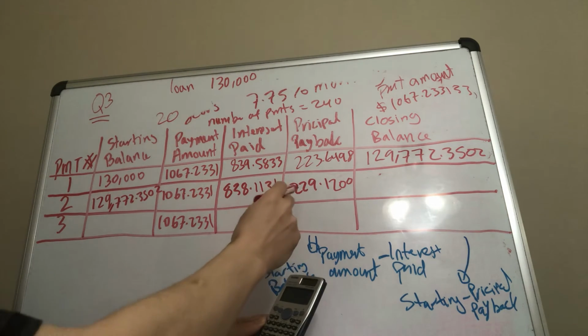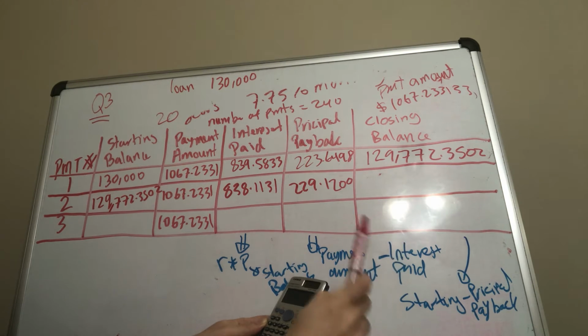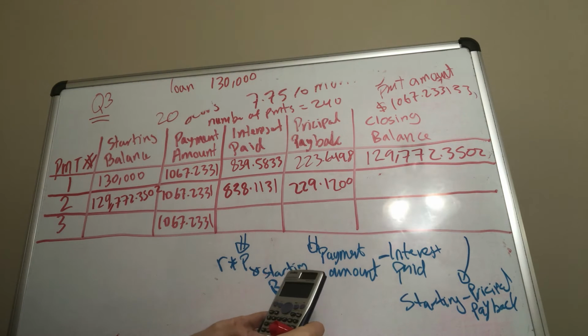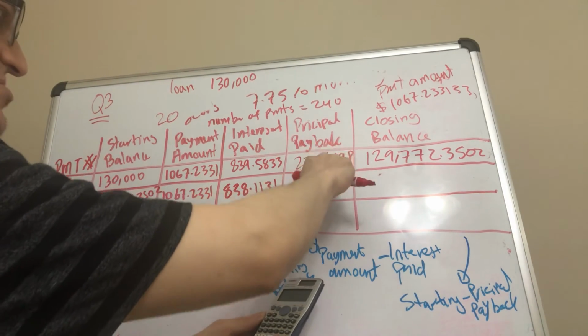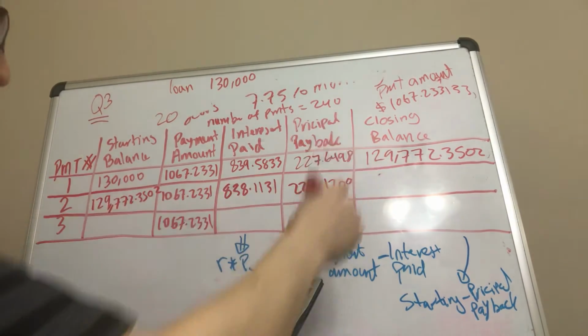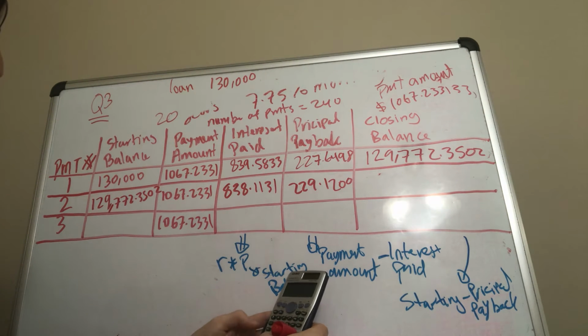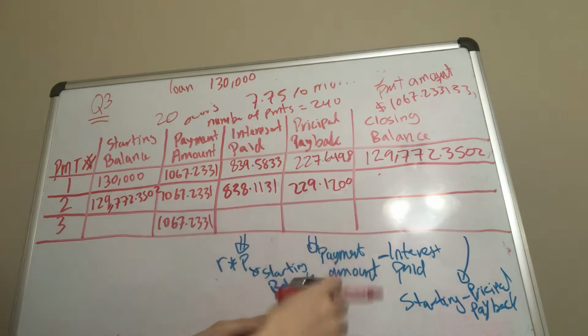I don't know if I did this one right. Let me just double check if I did the first one. 1067,2331 minus 839,5833. This number is wrong, sorry, it's 7. This is supposed to be 7. So the closing balance, I'm going to change the closing balance. The closing balance would be 129. Yeah, the closing balance is right. So I only wrote this number wrong. So everything is correct, but just this one is wrong.